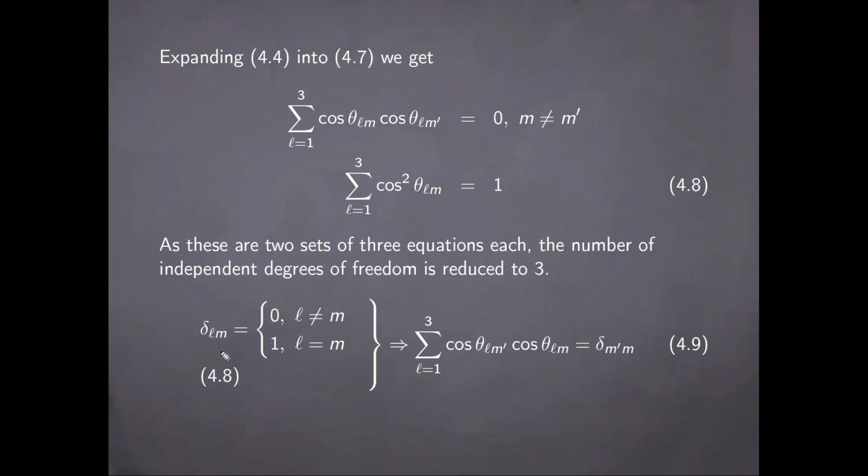Furthermore, by using the standard definition of the Kronecker delta together with the two sets of equations in 3.8, we can contract these two sets to a single condition, which is the one given here, and it is what we will call further the orthogonality condition.